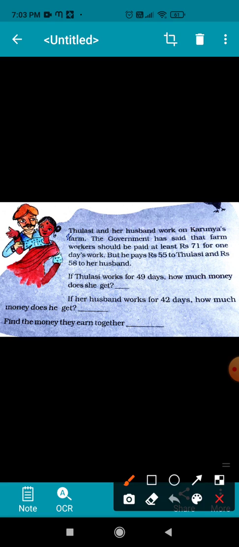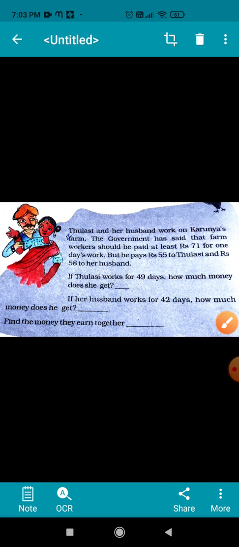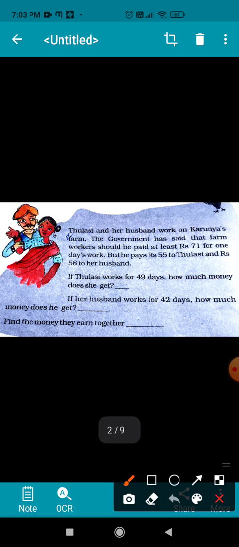Here, problem number 1. Tulsi and her husband work on Karunya farm. The government has said that farm workers should be paid at least rupees 71 for 1 day's work. But he pays rupees 55 to Tulsi and rupees 58 to her husband. Now, on the basis of this story, you have to answer. If Tulsi works for 49 days, how much money does she get?